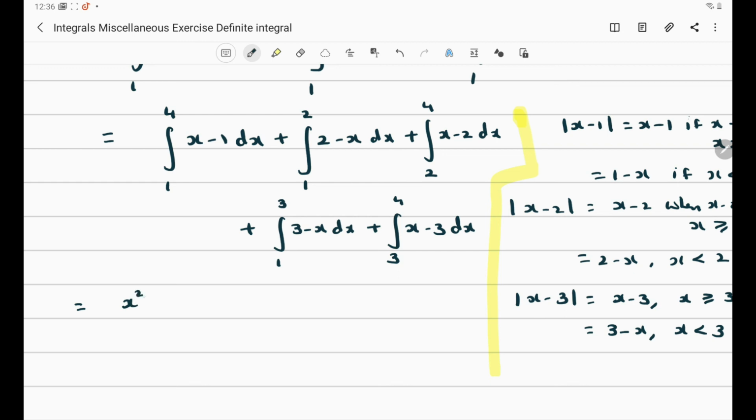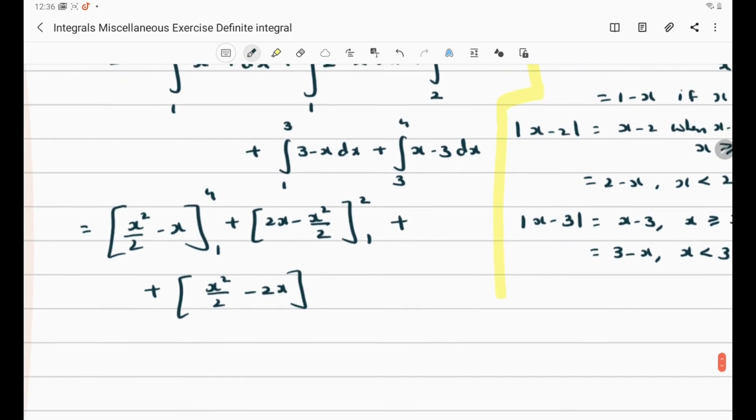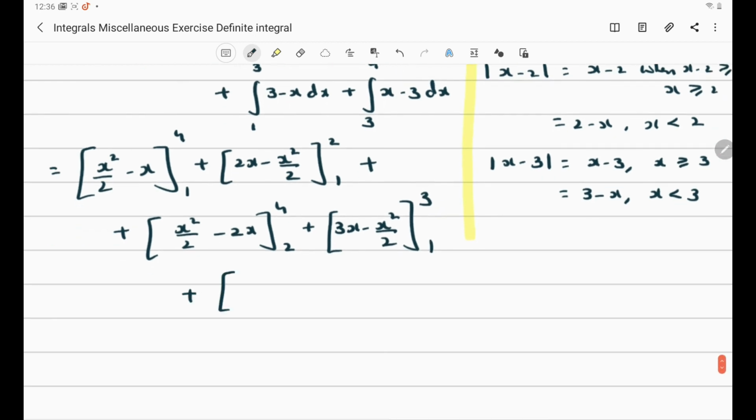So it is x square by 2 minus x, upper limit is 4, lower limit is 1, plus we write the integral of 2 minus x, which is 2x minus x square by 2, upper limit is 2, lower limit is 1, plus the integral of x minus 2, which is x square by 2 minus 2x, we write the limits as 4 and 2, and plus we write the integral of 3 minus x, that is 3x minus x square by 2, we put the limits, upper limit is 3, lower limit is 1, and we evaluate the integral of x minus 3, which is x square by 2 minus 3x, we substitute the limits as 4 and 3.